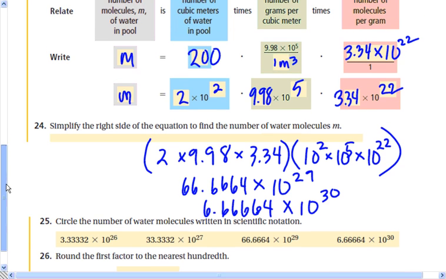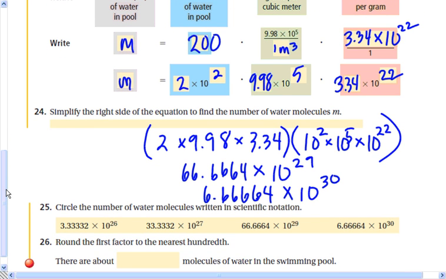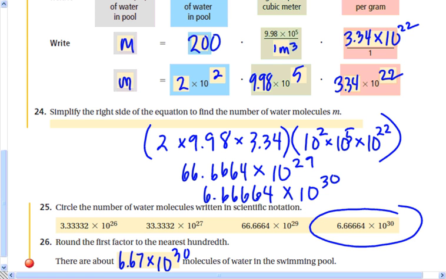Okay, some of that might have been a little confusing, but if you can, think about my answers and make sense of it. Anyway, if we round to the nearest hundredth, our correct answer is right here. There will be about 6.67 times 10 to the 30th molecules of water. All right.